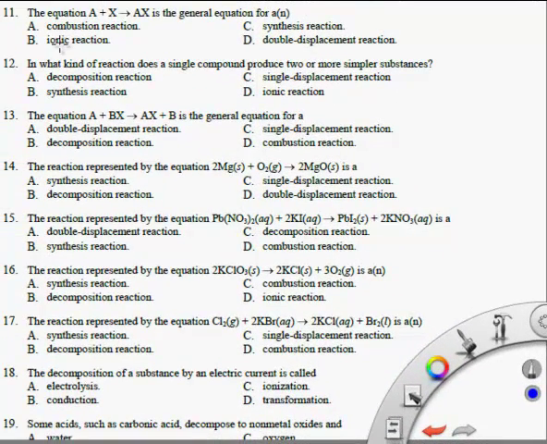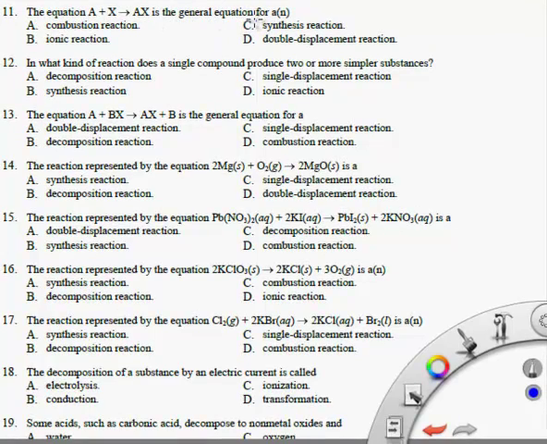All right, next we're going to take a look at number 11. The equation A plus X yields AX is a general equation for our synthesis reaction. And we have 2 separate things combining to form 1 complex thing. It's not a combustion reaction. You'd be looking at O2 as a reactant and CO2 as a product. Ionic reaction, that's bogus. Double displacement, incorrect. You have 2 compounds, AX plus BY, that will form two new compounds, BX plus AY.